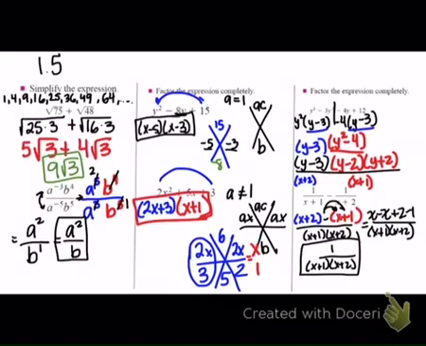I know it says factor expressions completely, but this is more so simplifying fractional polynomials or fractional linear equations. Whatever works. Good stuff. Here we go.